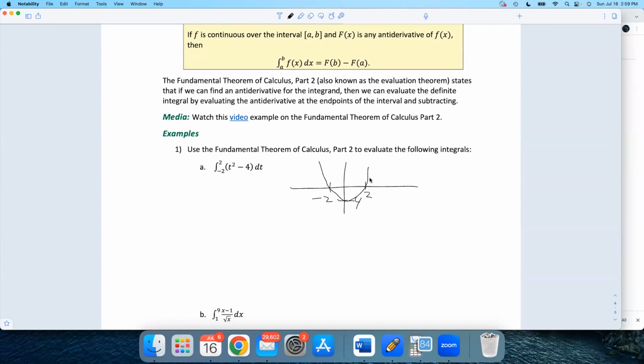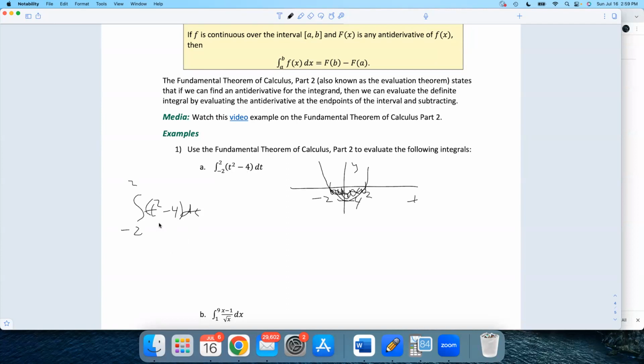The intercepts are at (-2, 0) and (2, 0). He's shifted down 4. Like we know what this guy looks like. What I'm looking for is this area. And I can see from the picture, I'm going to get a negative answer because we're down here. The fundamental theorem of calculus part 2 says to do this, find any antiderivative of your integrand and then plug in the endpoints. So the definite integral from -2 to 2 of t squared minus 4 dt.